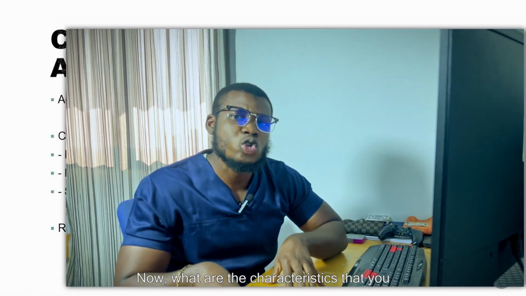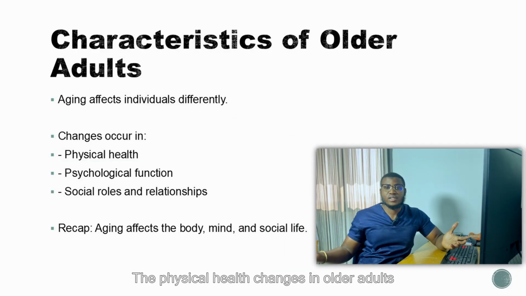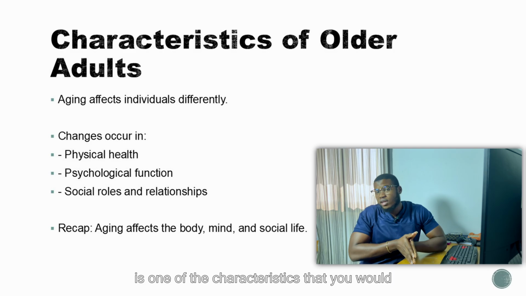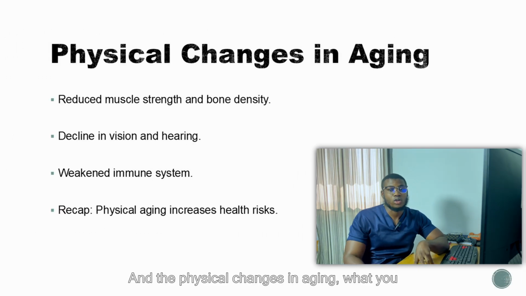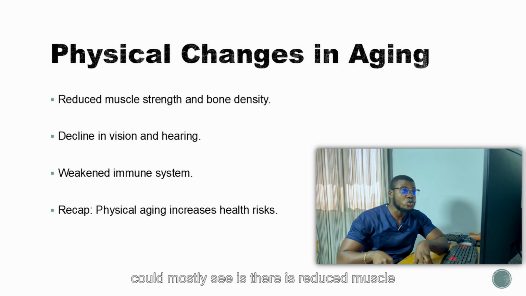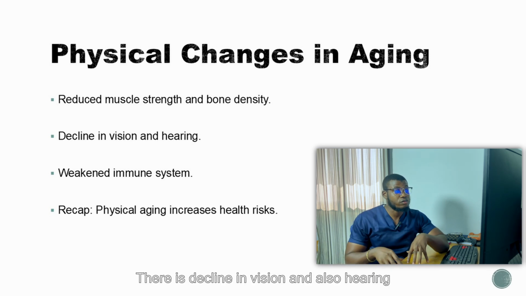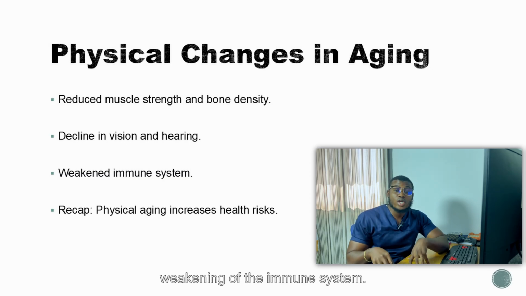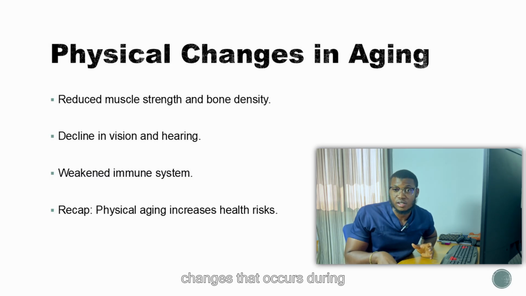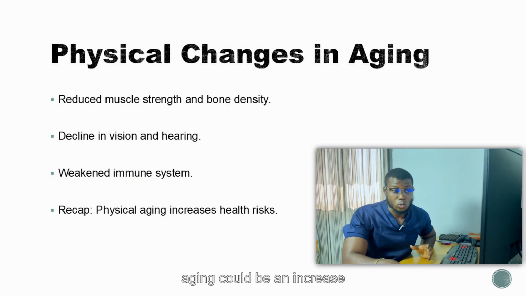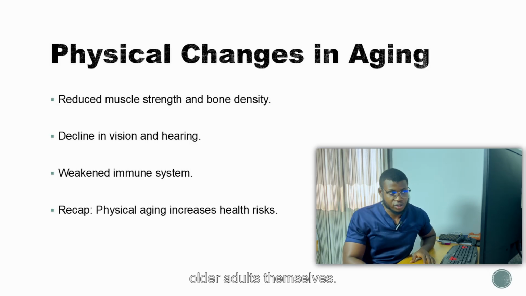Now, what are the characteristics that you would see in older adults when they are aging? The physical health changes in older adults is one of the characteristics. In the physical changes of aging, what you could mostly see is reduced muscle strength and bone density, decline in vision and also hearing, and even weakening of the immune system. So the physical changes that occur during aging could mean an increase of health risks for the older adults themselves.